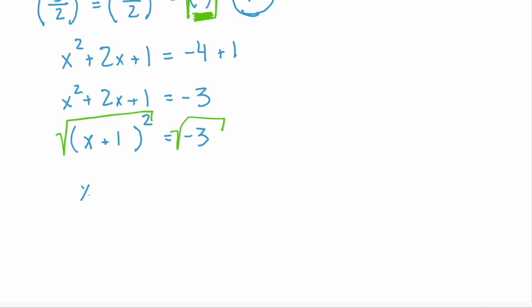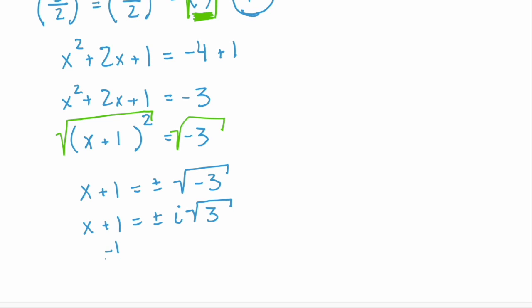On the left, that gives us x plus 1. And on the right, we get plus or minus the square root of -3. Remember that when you take the square root of a negative, you get i. So this simplifies to i times the square root of 3.